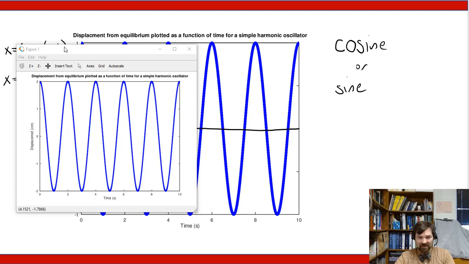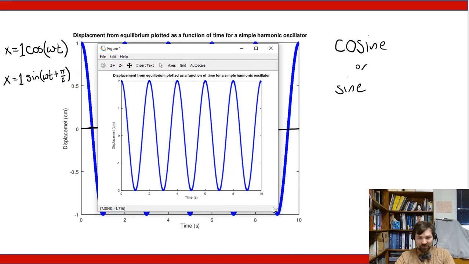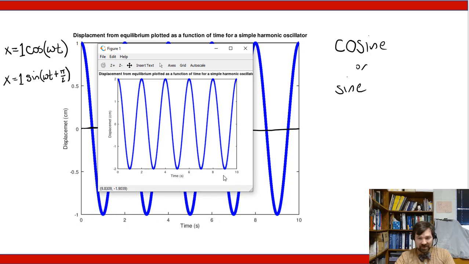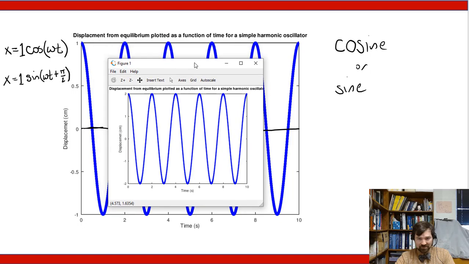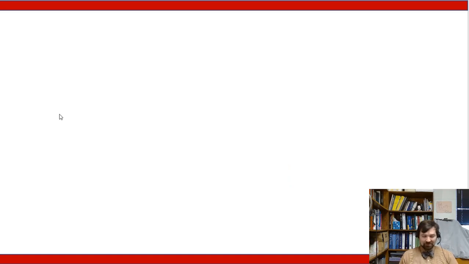And I can even move this out of the way and put this over the old plot, and so you can see, the time axes have all the same values. These peaks and troughs are occurring in all the same places as before. But the difference is that this is 2 and minus 2. This was 1 and minus 1. So A determines how tall these are. The reason why it's labeled as A is because that's the amplitude.